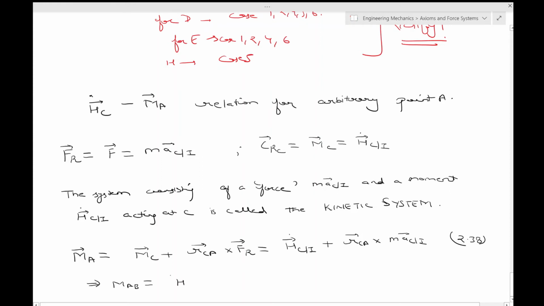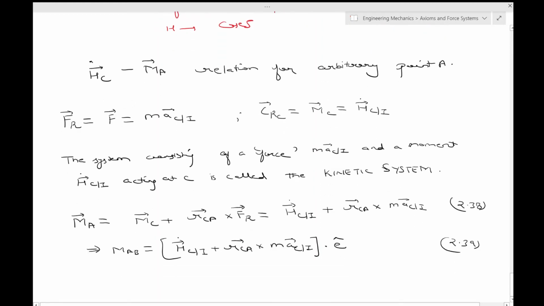is equal to H dot C I plus R C A cross m a C of I. So this is quite useful in problem solving.